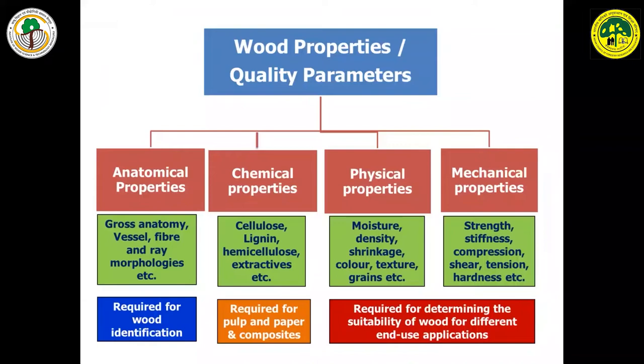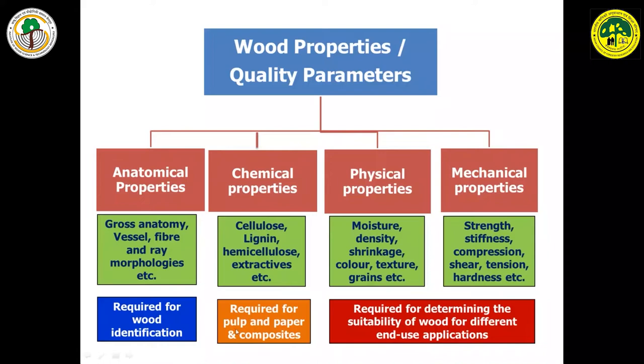So in this slide you can see wood quality parameters, which we can also call wood properties. They are different properties like anatomical properties, chemical properties, physical properties, and mechanical properties. These are the different properties of wood which need to be studied to know that wood can be put to different uses. Anatomical properties consist of gross wood anatomy, then vessel, fiber, and ray morphologies. Similarly, wood is composed of cellulose, hemicellulose, lignin, and extractives. These are the main chemical constituents of wood, which determine its use for different applications.